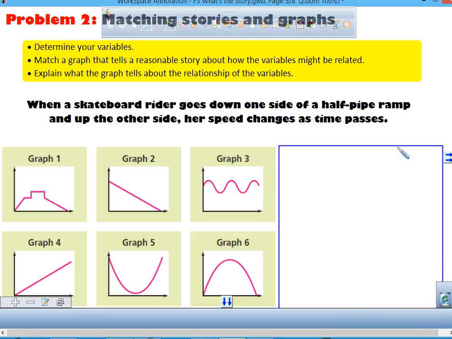Then, what we're going to do today is we're going to have some descriptions, and we have to pick a graph that best fits each description. Now, before we choose the graph, you have to describe what the variables are, what two things it's talking about. And we have to pick which one is independent, which one is dependent. Independent is always used with which variable?